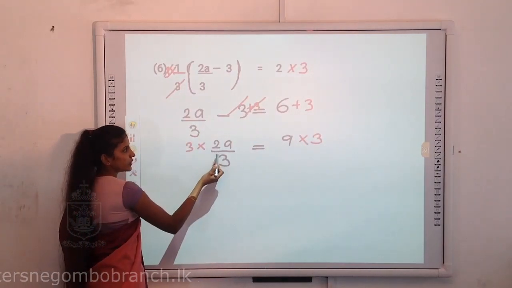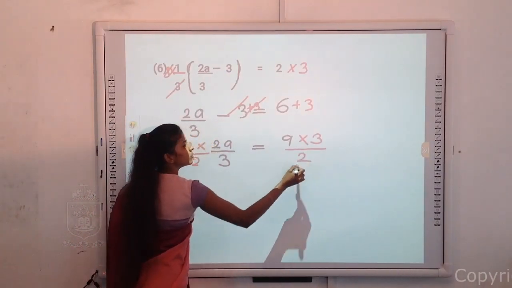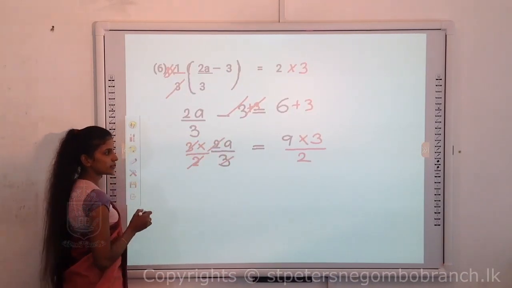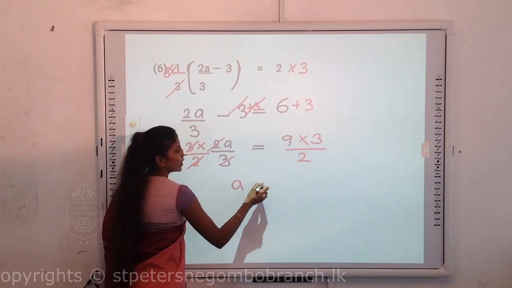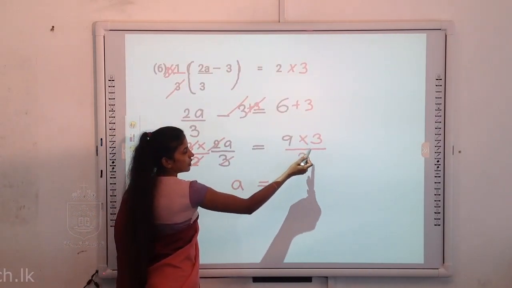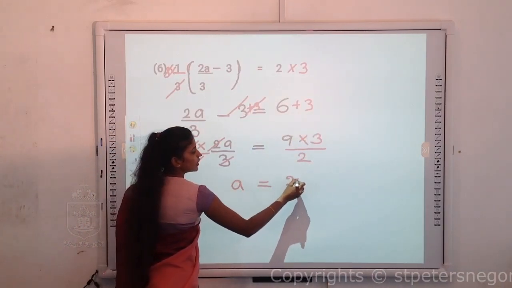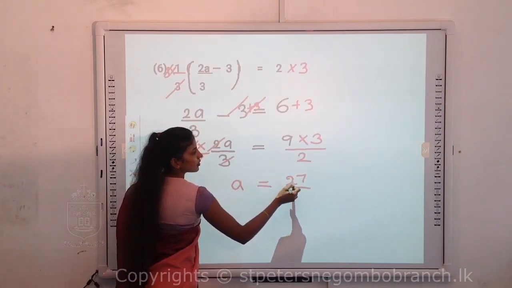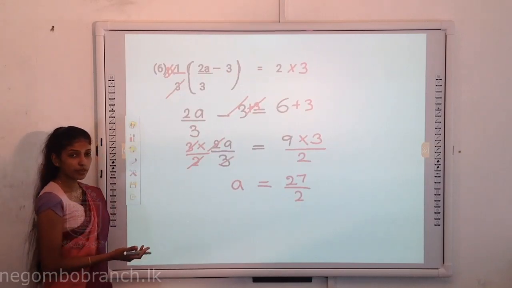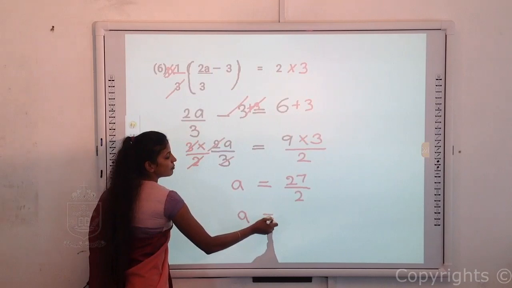In order to remove this 2, you have to divide by 2. 3 cancels. 2 cancels. So what is remaining? A equals, here we can't cut 9 and 3 with 2. So we have to multiply 9 times 3, 27 over 2. So this is an improper fraction. So we have to leave the answer as a mixed number.